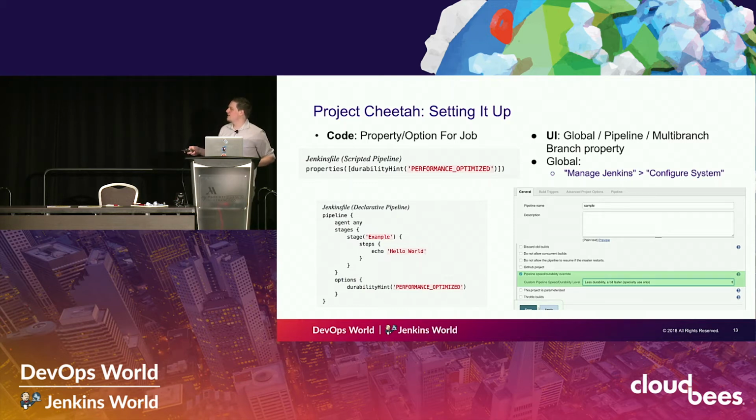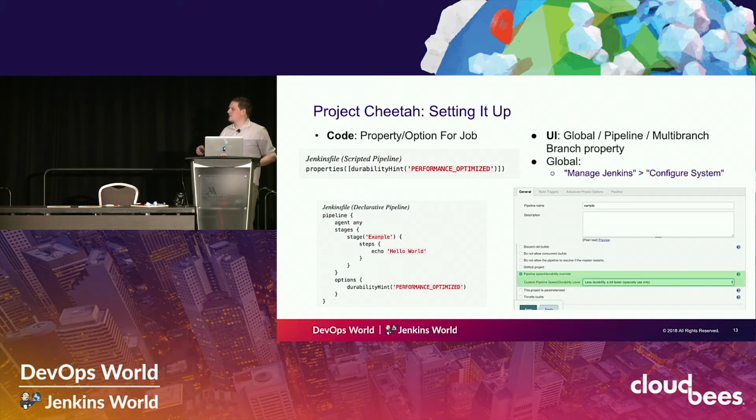The UI you can also set up if you really like the Jenkins UI. I'll be honest, I don't. As a Jenkins core contributor, I think the UI is kind of ugly. Blue Ocean is much nicer, but yeah, I like to do code because I'm a programmer. I think that's true for most people. But if you want to do it the UI way, there's three levels you can set it at. Globally, you can set a default. For a pipeline, you can set it as an option at the top. You can also set it in multi-branch projects as a branch property.